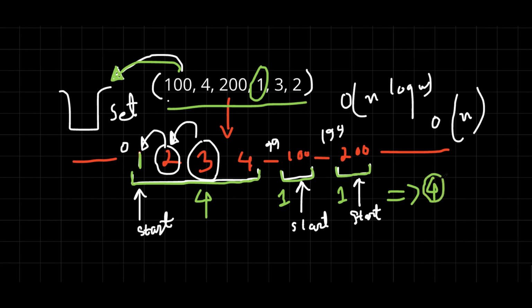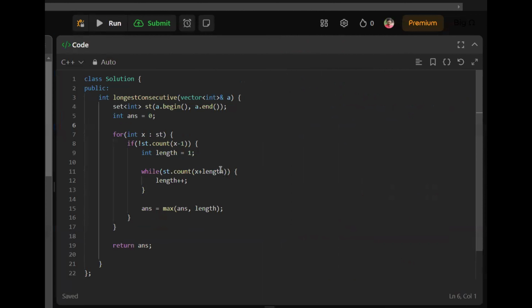So in this problem, we have to return 4. I hope you understood the algorithm. Now let's move on to the code. In this problem, the code is pretty simple. At first, we have to insert all of the elements in the input array into the set. Now initialize a variable answer with 0. Now we have to iterate each of the elements in the set. And currently we have to check whether for any of the elements, the previous element is absent from the set or not.